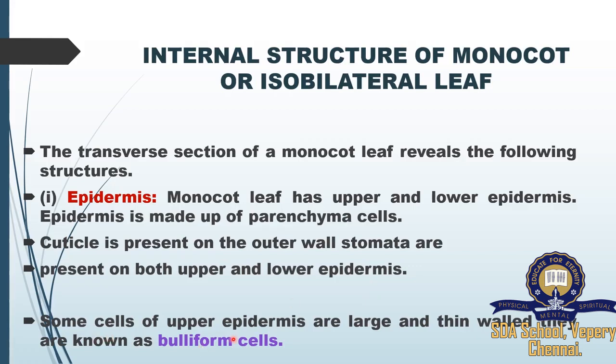Some cells of the upper epidermis are large and thin walled. They are known as bulliform cells. Here some of the cells of the upper epidermis are large in size and they have a thin wall. So it has some difference from the lower epidermis. So we can call them bulliform cells.